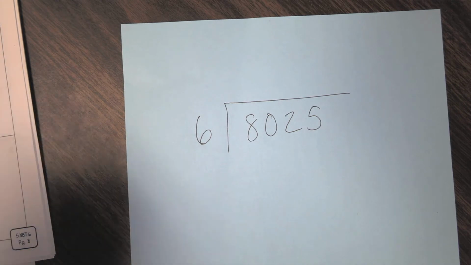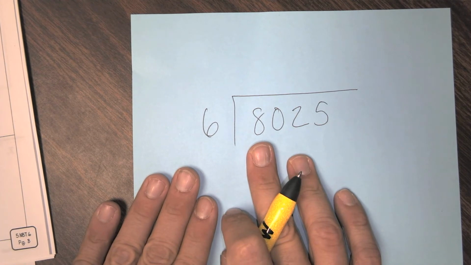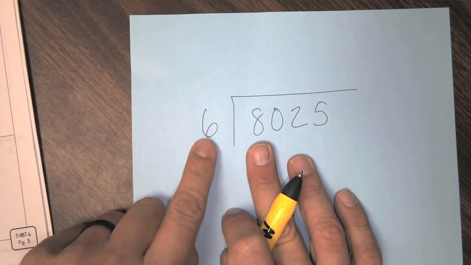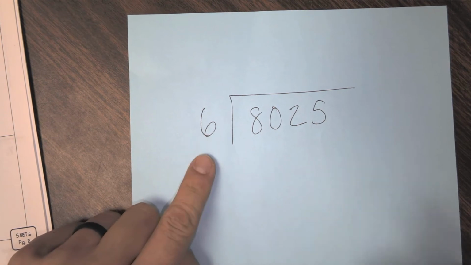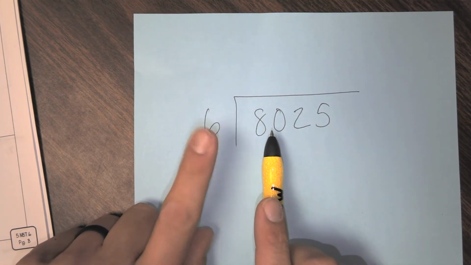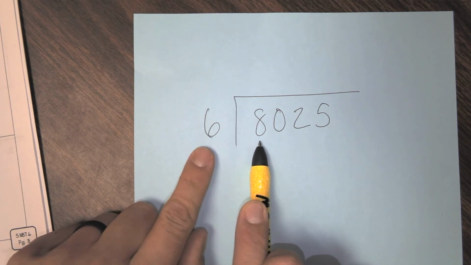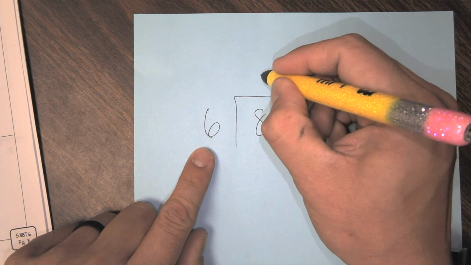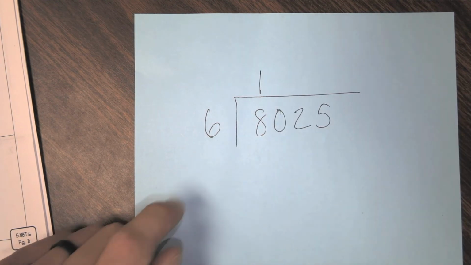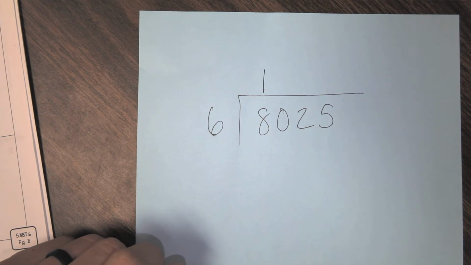We have to start always with the first number. We're trying to see how many times this number can go into this. That's what division is. So, whenever you have one digit, always start with the first one. Does 6 go into 8? Yes. How many times? Once. So that 1 goes directly above the 8 because that's what we're looking at.